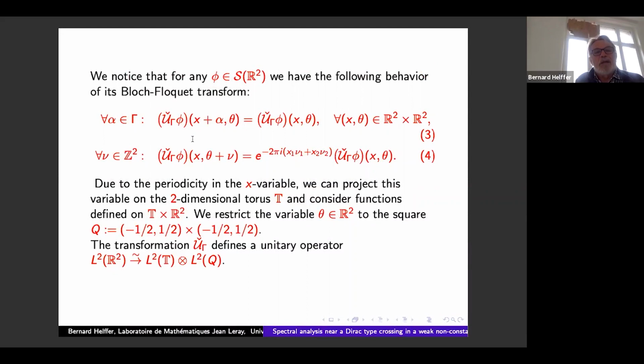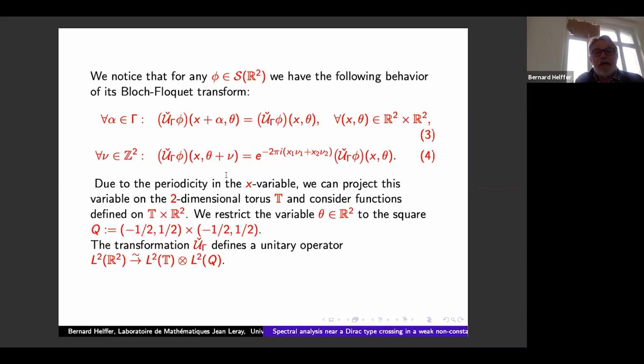So you have this periodicity condition: if you add an element of Γ to x, it is Γ-periodic in x. And on the dual variable theta, you also have periodicity. So here I put Z2, Ǔ_Γ phi of x, theta plus nu. And so this is the way you describe the image of Ǔ_Γ.